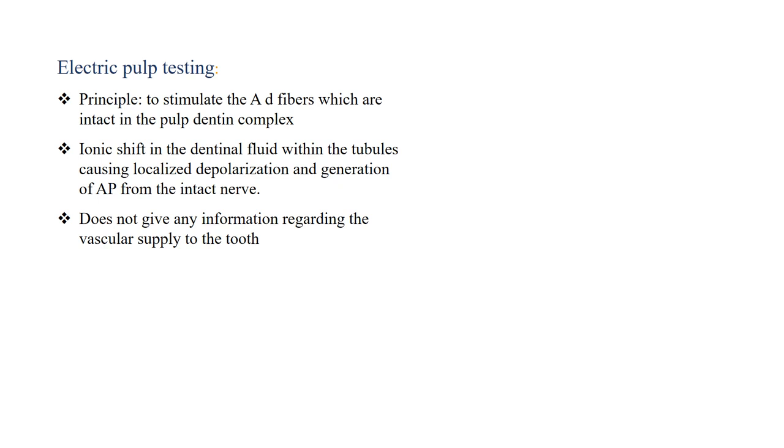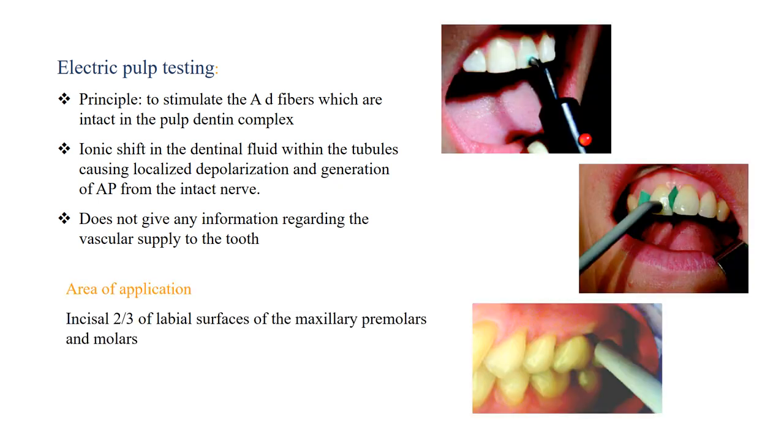The next test we are going to discuss for assessing pulp vitality is the electric pulp testing. In electric pulp testing, we use a specific instrument that delivers current onto the tooth surface. Now, when this current is delivered onto the tooth surface, the A delta fibers which are present in the pulp dentin complex will be stimulated. How are they stimulated? Because of an ionic shift in the dentinal fluid, which will result in depolarization of the nerves, resulting in generation of action potential, and this specifically works on A delta fiber.